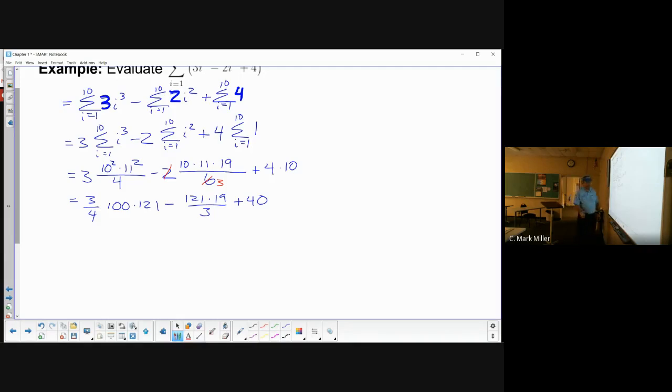We've got a little simplifying we can do here. 4 goes into 12 5 times, so you can bring these numbers down. Right? You can bring these numbers down. All right. Now, as I said before, 3 doesn't go into 10, doesn't go into 11, doesn't go into 19. So this is going to be some kind of fraction, right?